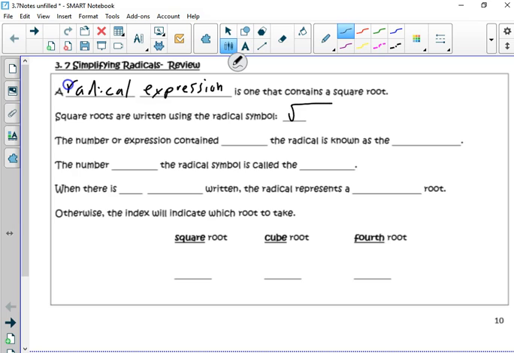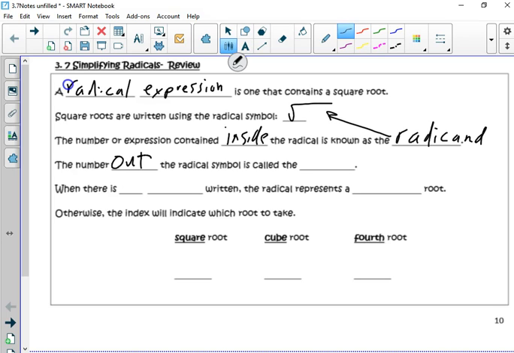This is a radical symbol. That doesn't have a number. And when it doesn't have a number, we generally assume it's a square root. The number or expression contained inside, you won't be quizzed on vocabulary, but that's called a radicand. So that's what's inside.